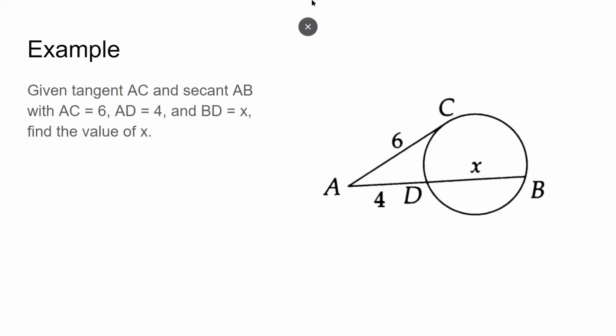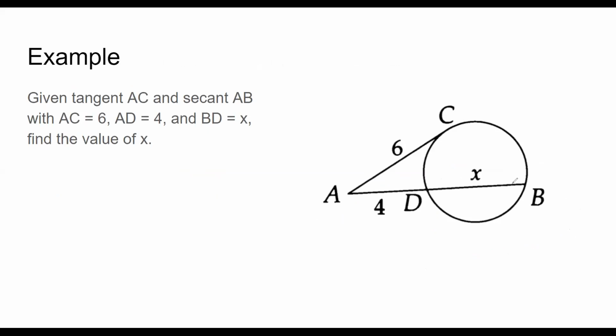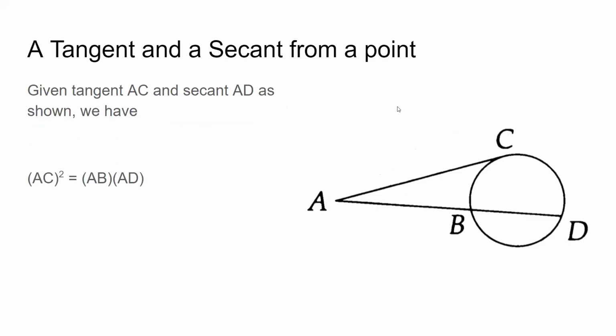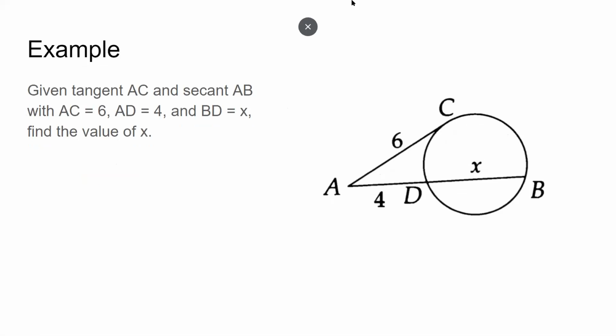Let's do a short example here. See if anyone remembers what we just learned. So given tangent AC and secant AB, with AC equals 6, AD equals 4, and BD equals X, find the value of X. So we can set up an equation here. Does anyone want to take a shot at it? I can go back here. Take a look at this equation. AC squared equals AB times AD. And go back here. So what equation can we set up here?